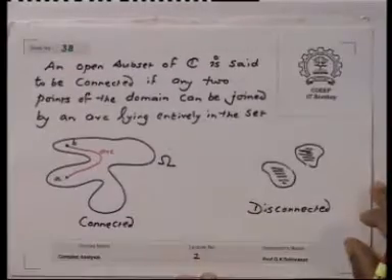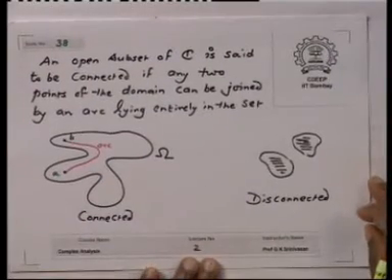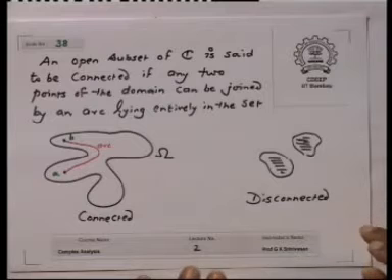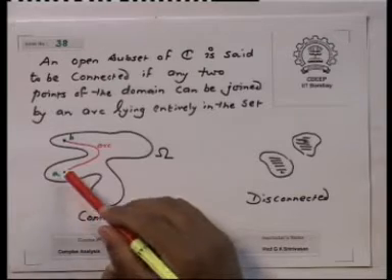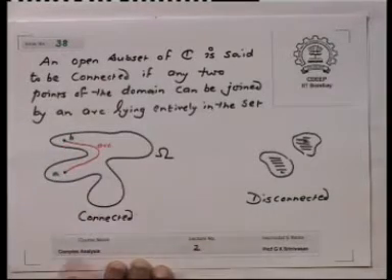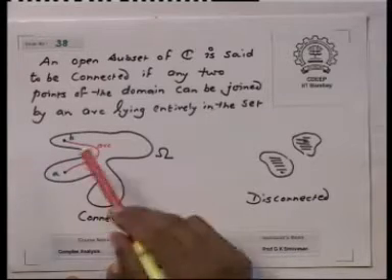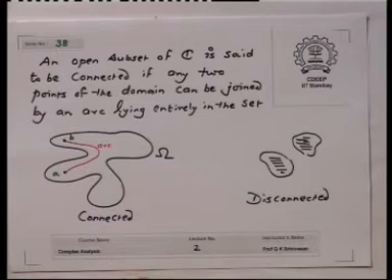Now another thing that we discussed in the differential equations course, but I will recapitulate here. Before that, an open subset of C is said to be connected if any two points A and B can be joined by an arc lying entirely in omega. This is not really the definition of connectedness, this is a definition of path connectedness, but for an open set, it is a fact that connectedness and path connectedness are one and the same concept.